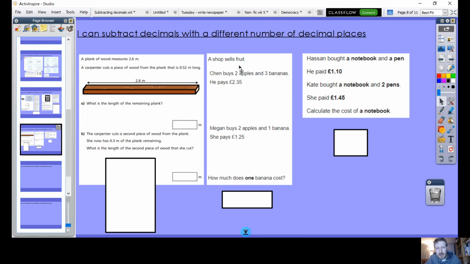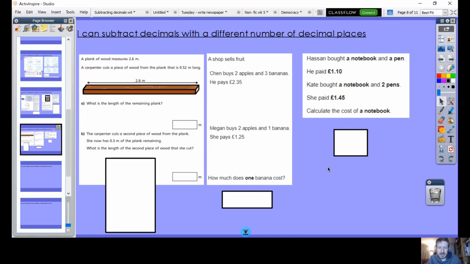A shop sells fruit. Chen buys 2 apples and 3 bananas. He pays £2.35. Megan buys 2 apples and 1 banana. She pays £1.25. How much does 1 banana cost? And then Hassan bought a notebook and a pen. He paid £1.10. Kate bought a notebook and 2 pens. She paid £1.45. Calculate the cost of a notebook.